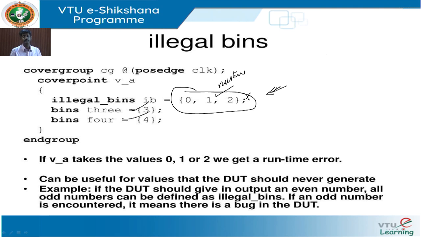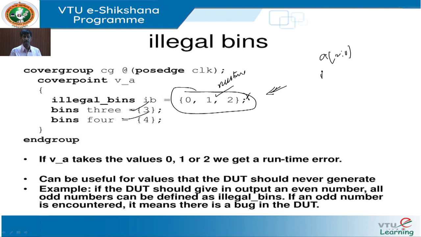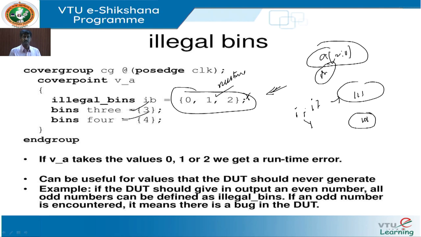Let us say I have a signal A, the same signal, 2 to 0. I am doing an 8 to 3 priority encoder. So this is my output, 2 to 0. I will have only I7 and I5 as 1. What is my value for I7? 1, 1, 1. I5 is 1, 0, 1. So these two occur. Others, if they occur also, it is illegal. At that time, if it occurs, it will generate a runtime error. So this is one simple example of how I can define the illegal bins.